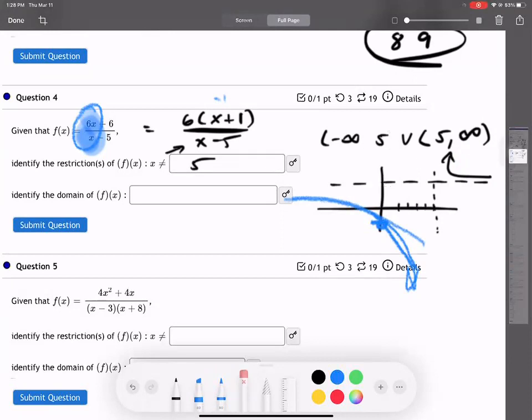Okay, so we would have to write this from my domain. This is my domain here. So we go from negative infinity, right? We take a break at 5, we hop back on at 5 and keep on going.